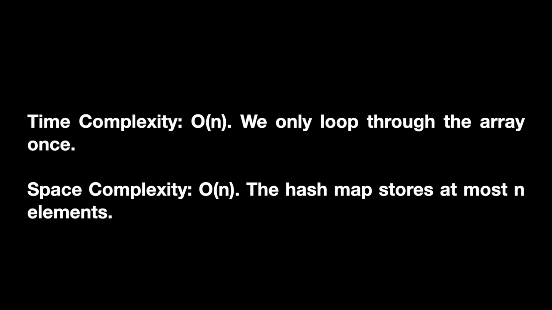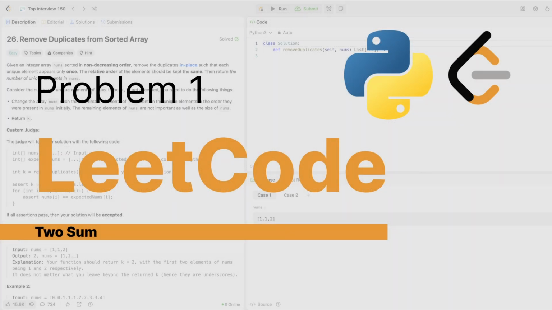This is because we looped through the array just once, therefore our time complexity is O of n. And the same for the space complexity, it is O of n, as the hash map stores at most n elements. And that's it, we have solved LeetCode problem number 1.